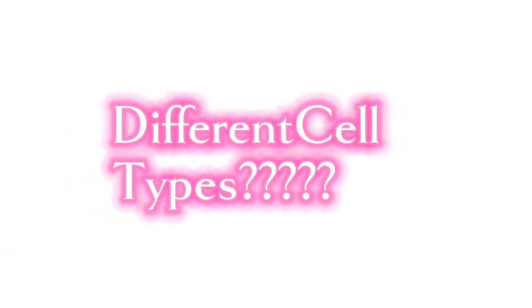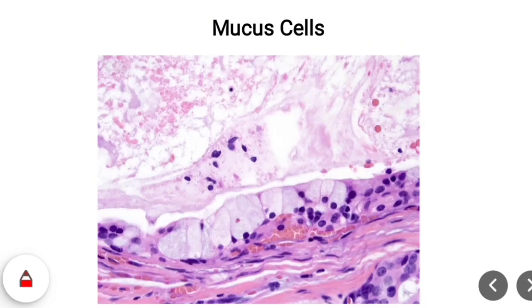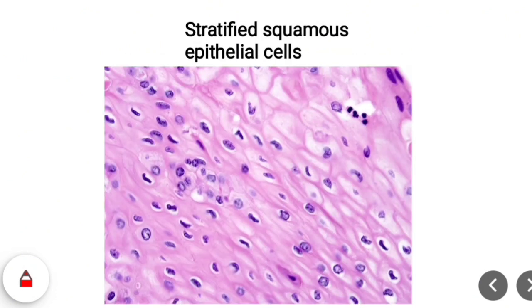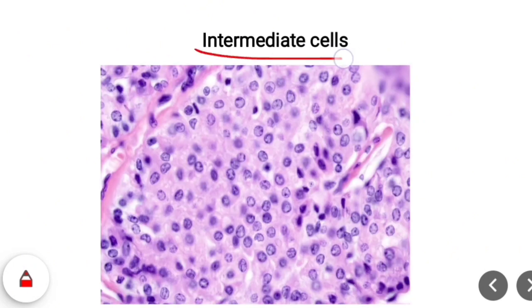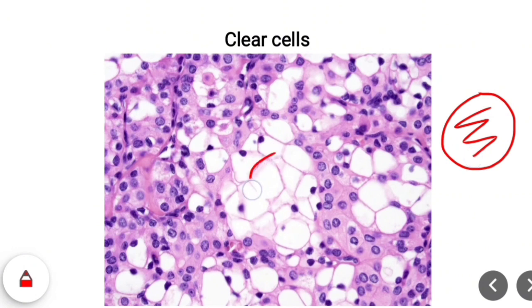Let's have an overview of the individual cells. Mucus cells. These cells contain abundant cytoplasm with the nucleus moved towards the peripheral side. These are squamous cells. Intermediate cells are polygonal in shape but have no true squamous differentiation. Clear cells. They are called clear cells because they have clear cytoplasm.